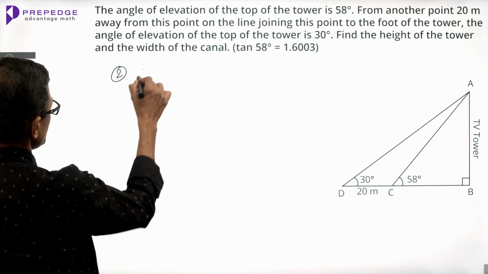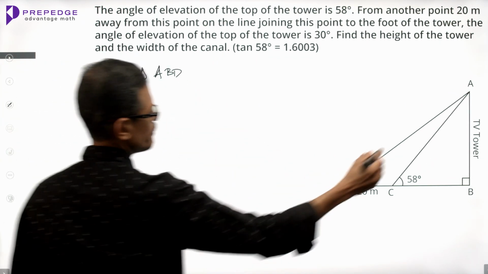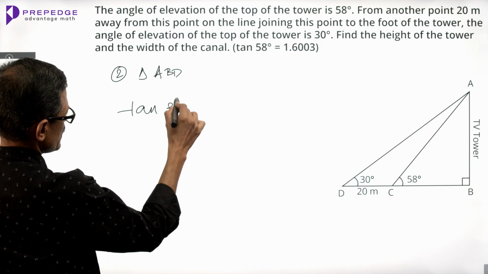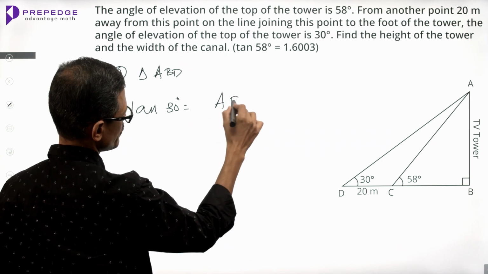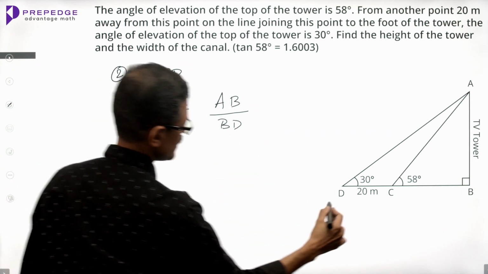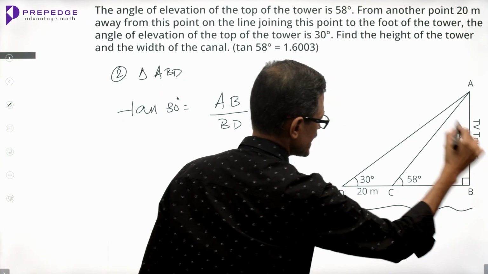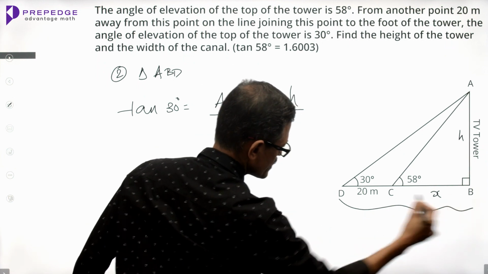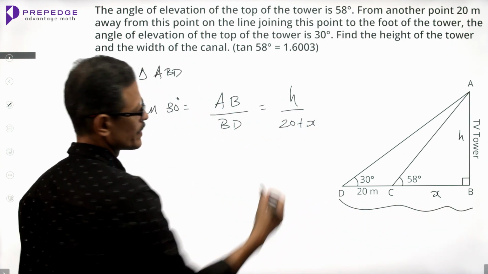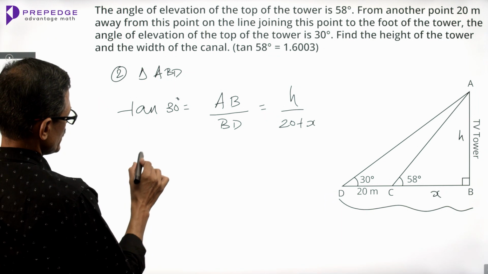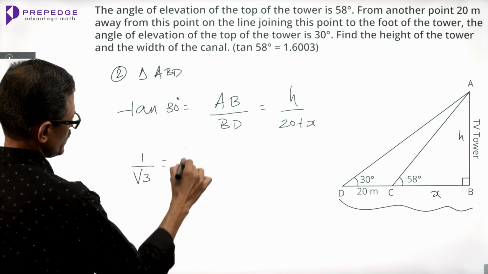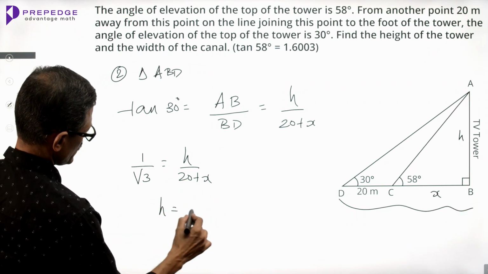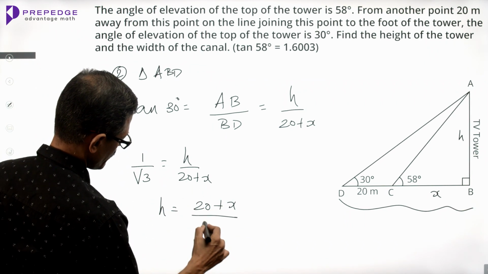The right triangle that we are talking about is right triangle ABD. In this right triangle, we are again going to use tan. Tan of angle 30 is equal to the opposite side AB over the adjacent side, which is BD. This is x, we said, this is h, we said. So this is equal to h divided by the adjacent side, which is 20 plus x. So tan 30 is equal to 1 by root 3, which is equal to h by 20 plus x. So cross multiply, you will get h is equal to 20 plus x divided by root 3.